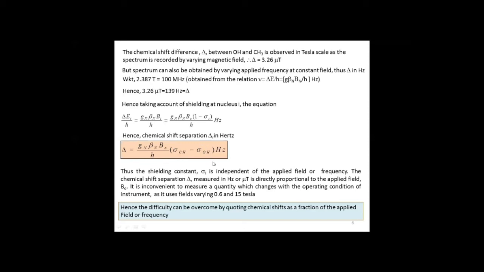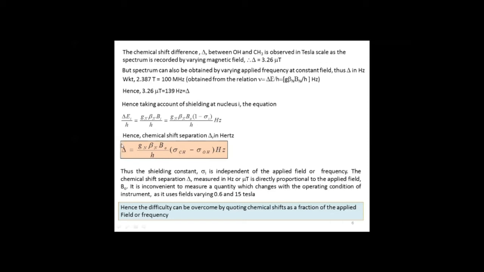So from this relation you can see that the chemical shift separation, since they are expressed in terms of hertz, and whatever has come here is also in hertz, both can be equated. So the chemical shift separation delta in hertz could also be equivalent to these values. So it could be equated as this expression in terms of hertz.